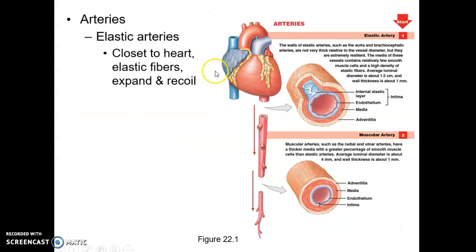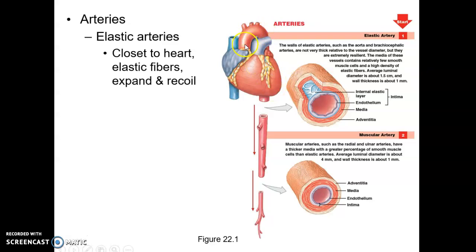Okay, going into the arteries. So the elastic arteries are the ones closest to the heart. They have an abundant amount of elastic fibers. And the reason for that is when the heart contracts, in particular the left ventricle, the blood pushes past the aortic semilunar valves and rushes into the ascending aorta and the aortic arch.